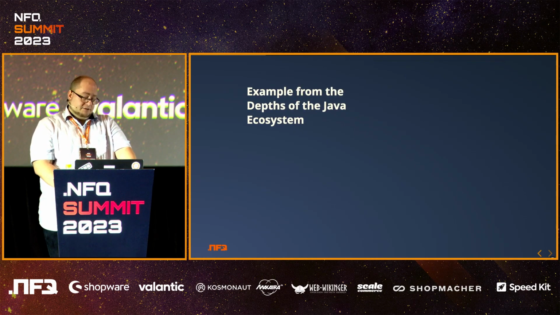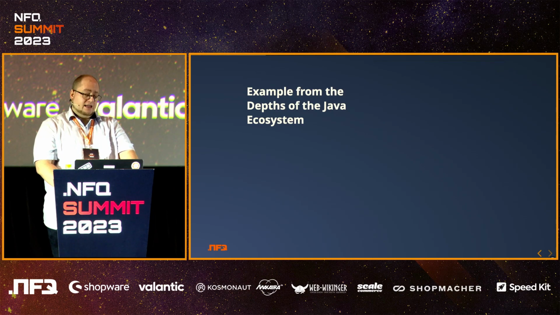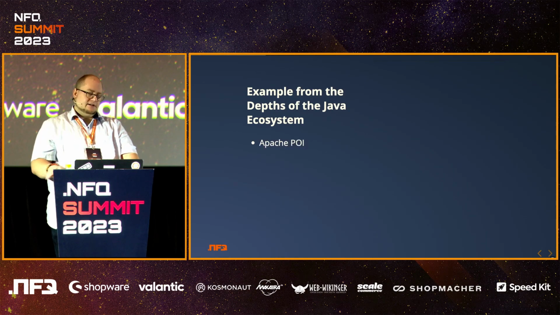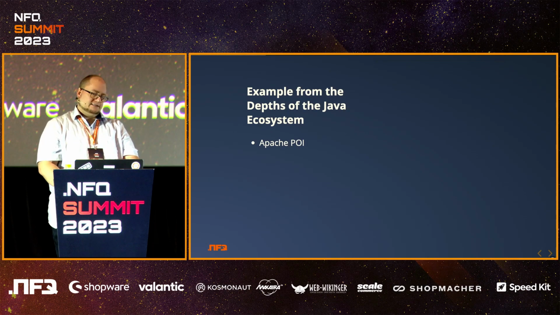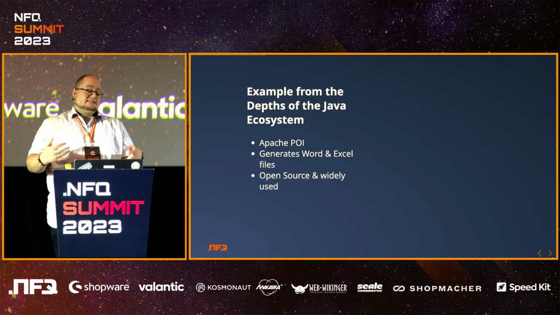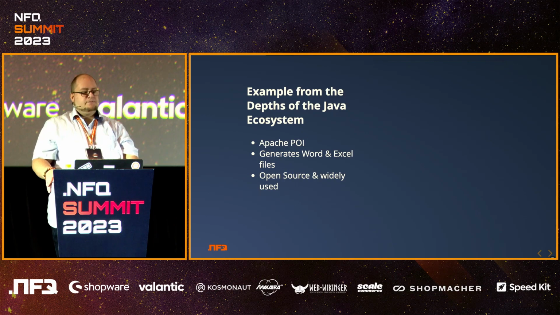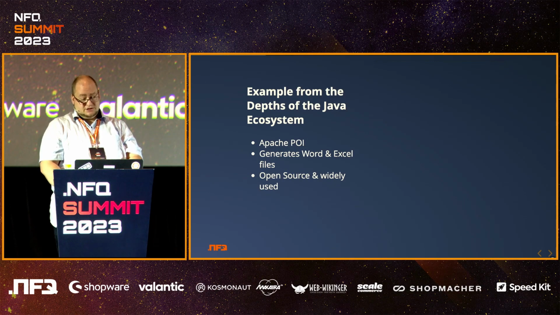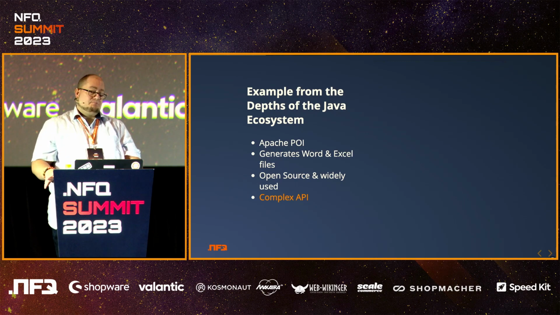An example, I don't know if anybody of you knows it, is Apache POI. It's a library which can be used to create Excel, PowerPoint, and Word files. It has been created by the Apache Foundation, and so it is open source and widely used because it's free, but it has a really complex API.